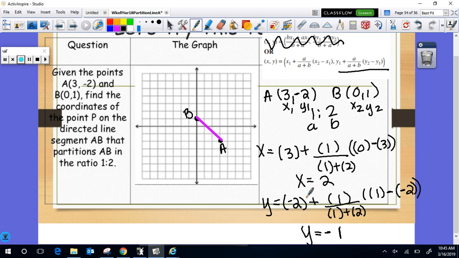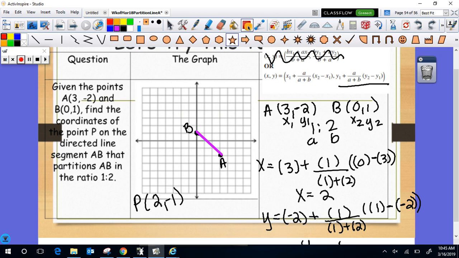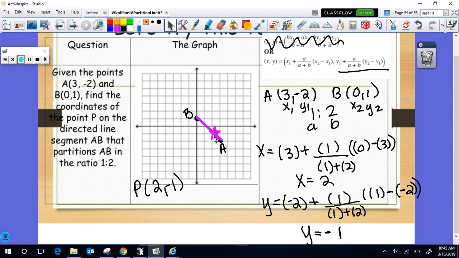And so the point that you need to go to is going to be 2 and -1. So P is going to be 2 and -1. So I'm going to go from the origin, go over 2 and down 1. So I'm going to stick my little star there. And that's what partitions that line. 2 and -1, my little star goes there. And that's what partitions the line in a ratio.